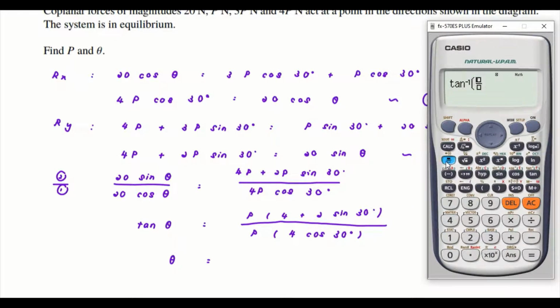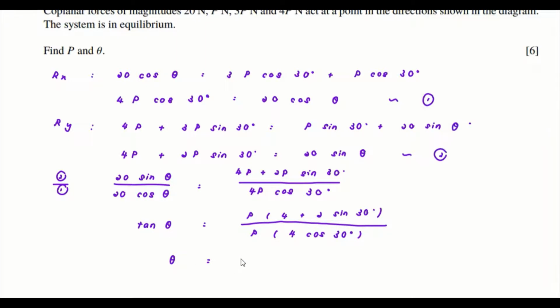Okay, then I try to put in my 4 plus 2 sine 30 and then divide by 4 cos 30. So shift tangent the whole thing. This is how I get my angle here. Similarly, you might want to just store this, or I think for this question you only need this, so it's actually still okay. 55.3 degrees, 1 dp as well.